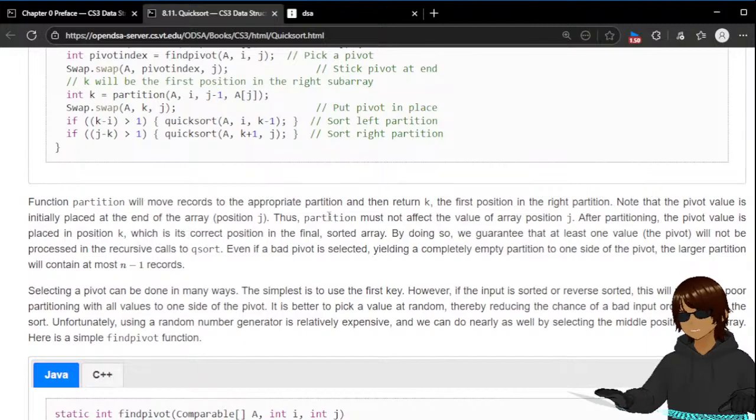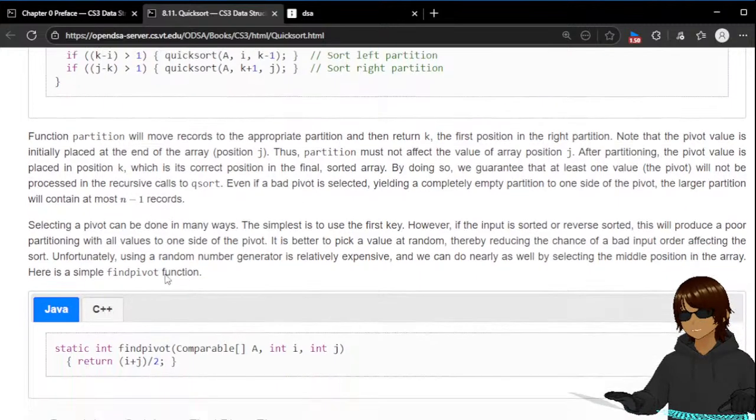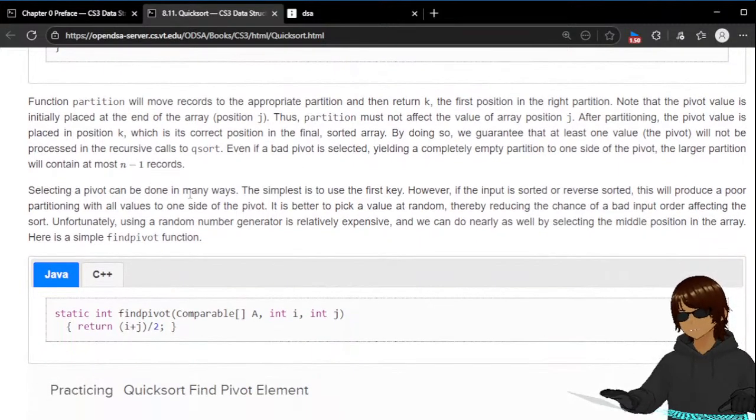Adjusts its correct position in the final sorted array. By doing so, we guarantee that at least one value will not be processed in the recursive calls to quicksort, even if a bad pivot is selected, yielding a completely empty partition to one side of the pivot. The larger partition will contain at most n-1 records.